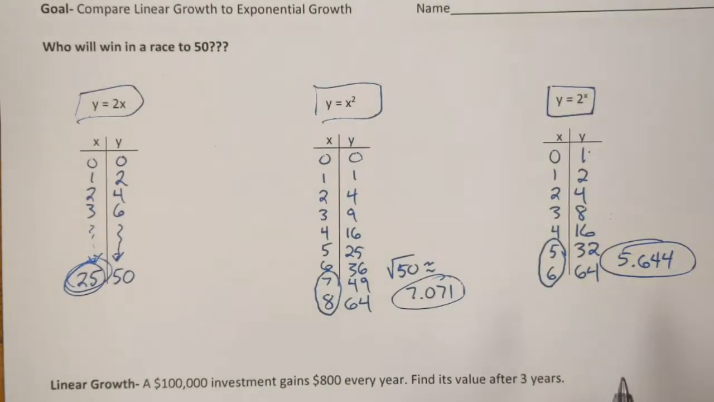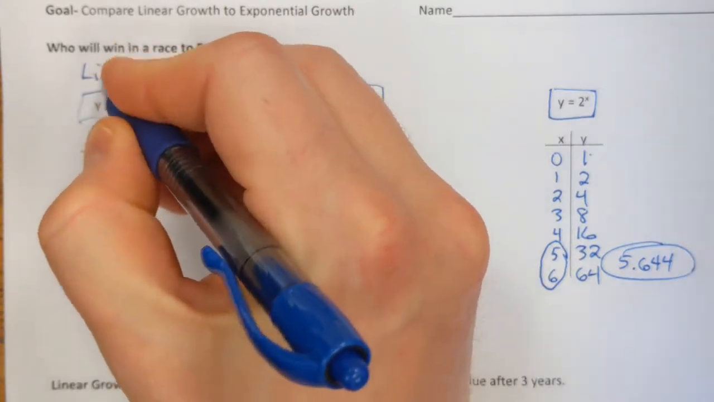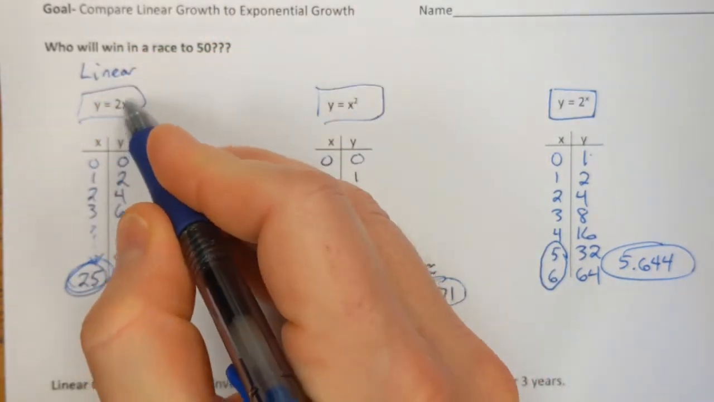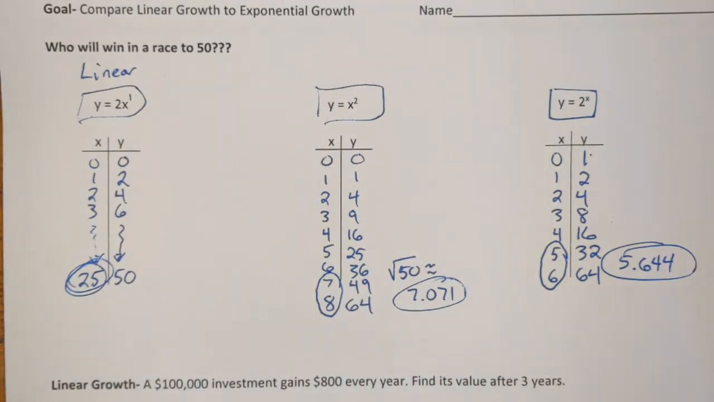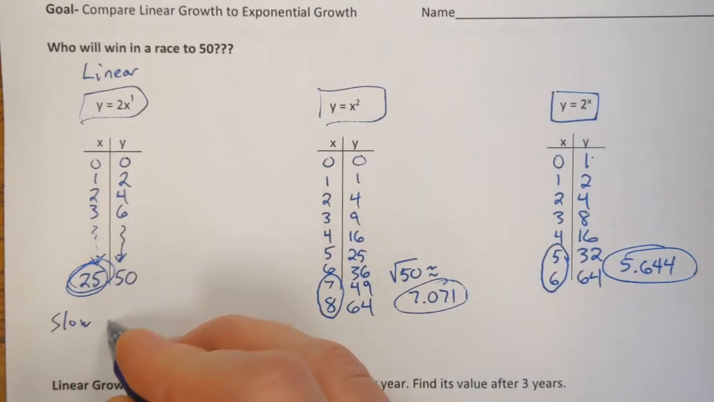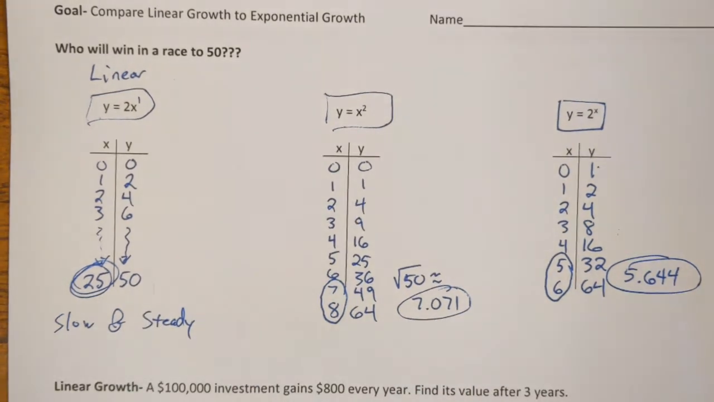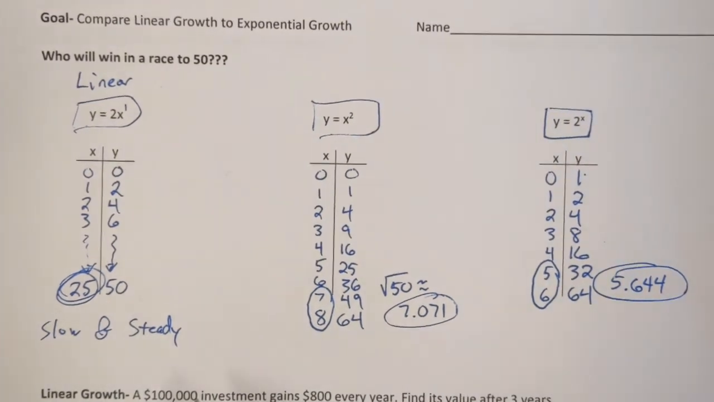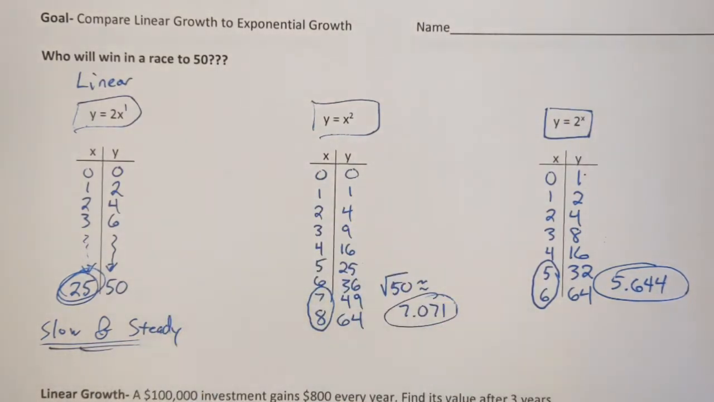All right, now each of these has a name. This y, the 2 times x, that's called linear. The x is to the first power. You can imagine an invisible 1 right here. This is called a linear function. It gets the job done. It was kind of slow. It was slow and steady, right? This one is slow and steady, but you can see it gets the job done. It gets there eventually. This is almost like, if you know the story of the tortoise and the hare, this one's kind of like the tortoise. Slow and steady, it eventually gets there.